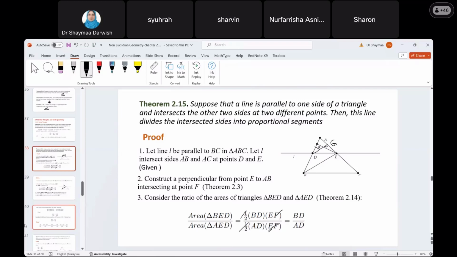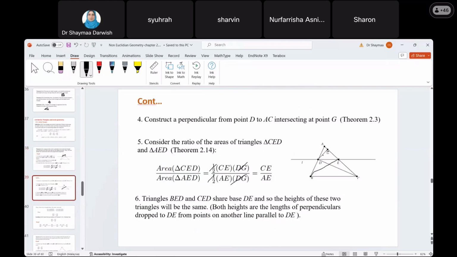Then I have the triangle ADE with the triangle DEC. They have the same height but different bases. The area of CED is 1 over 2 the height times the base EC. The area of ADE is 1 over 2 the height times AE, the base. So cancel the height with the height, 1 over 2 with 1 over 2, then you have CE over AE.